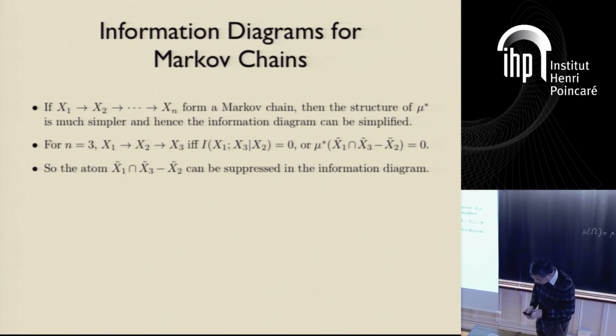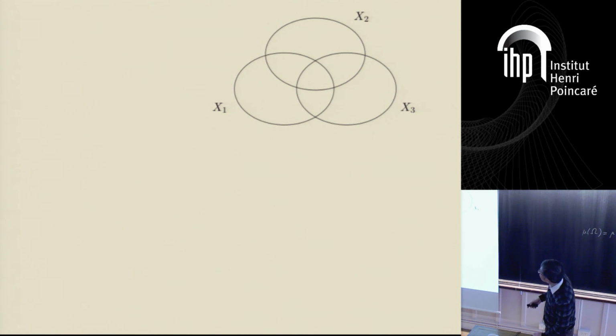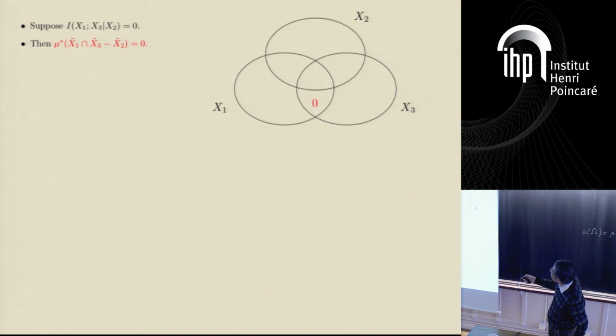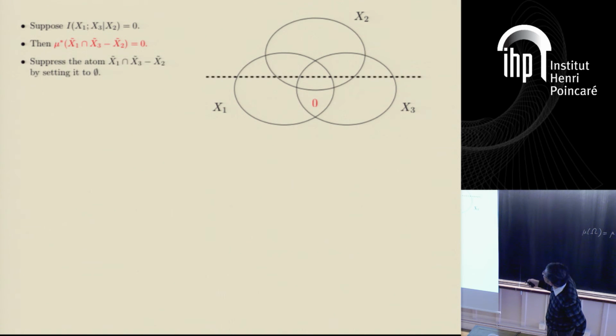Because the value of mu star on this atom always vanishes, we can suppress it in the information diagram. We don't have to show it. So this is how it works. For the Markov chain, we are talking about this atom always taking the value 0. To suppress this atom, you only need to show the top part of the picture.